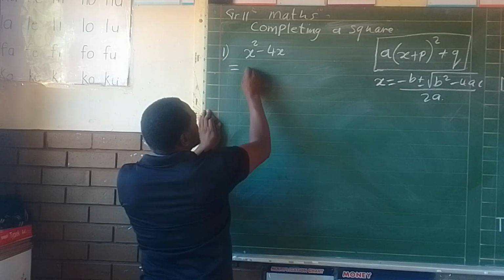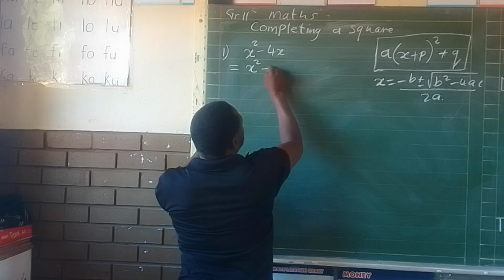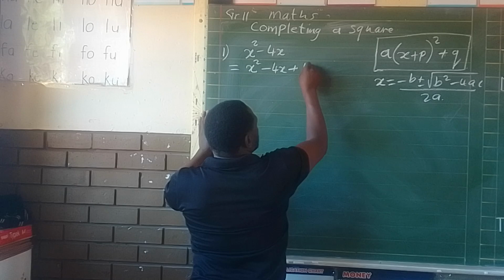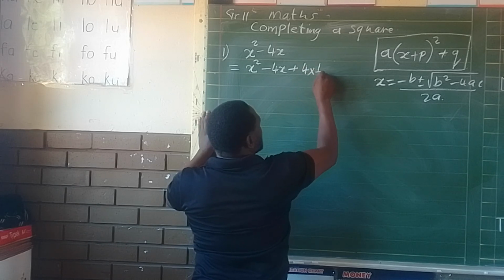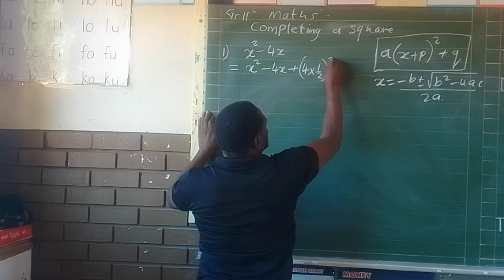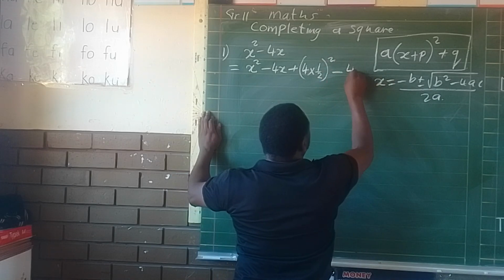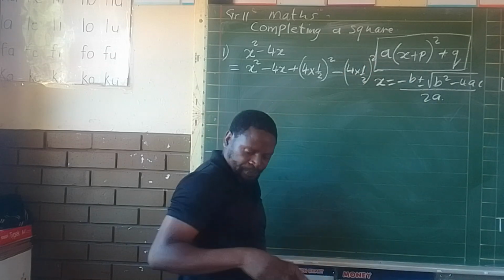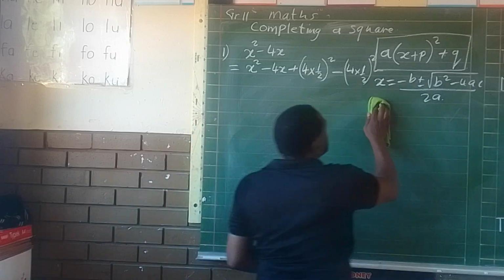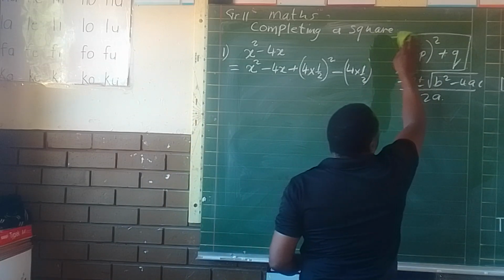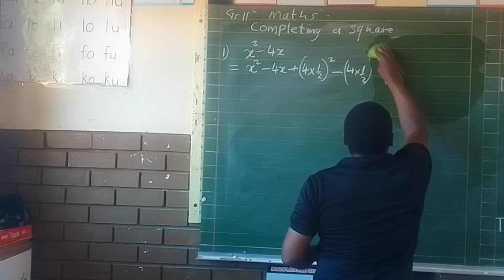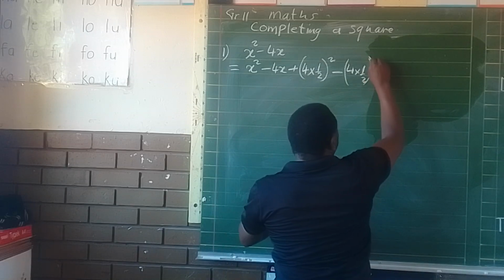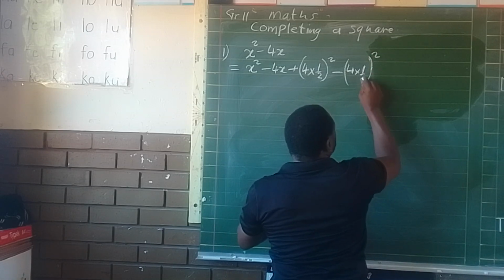Now we start by saying it's x squared minus 4x plus 4 multiplied by half all squared, minus 4 multiplied by half all squared. Let me erase this part. It's squared here, it's half here.